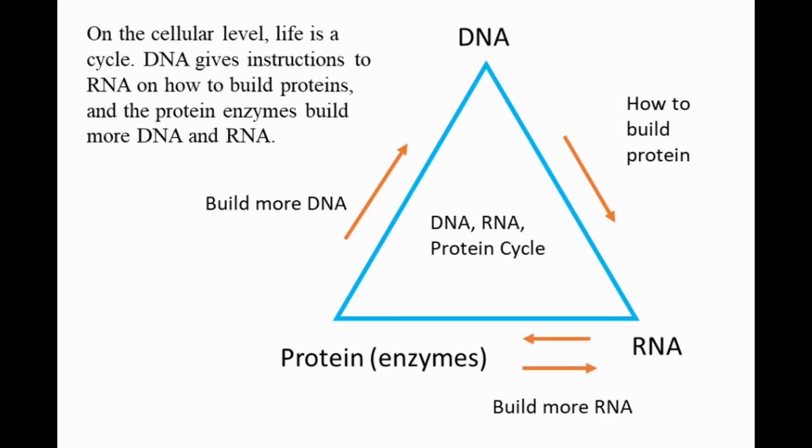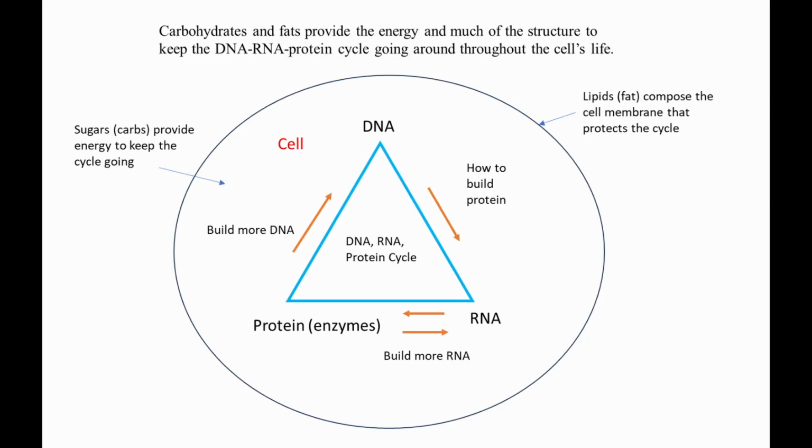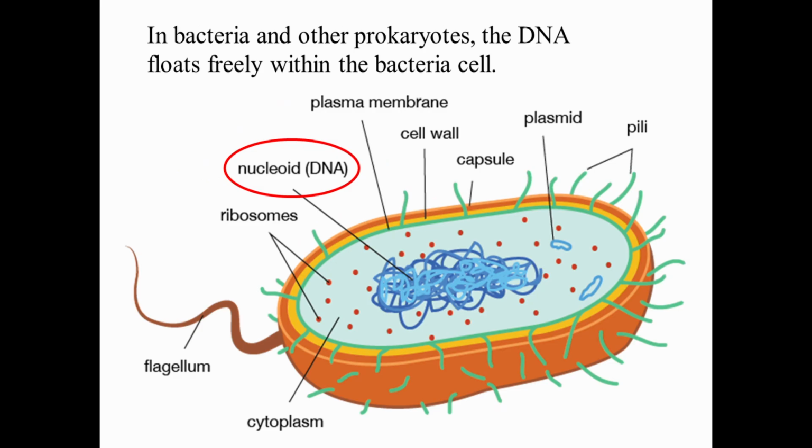On the cellular level, life is a cycle. DNA gives instructions to RNA on how to build proteins, and the protein enzymes build more DNA and RNA. Carbohydrates and fats provide the energy and much of the structure to keep the DNA-RNA protein cycle going around throughout the cell's life. In bacteria and other prokaryotes, the DNA floats freely within the bacteria cell.